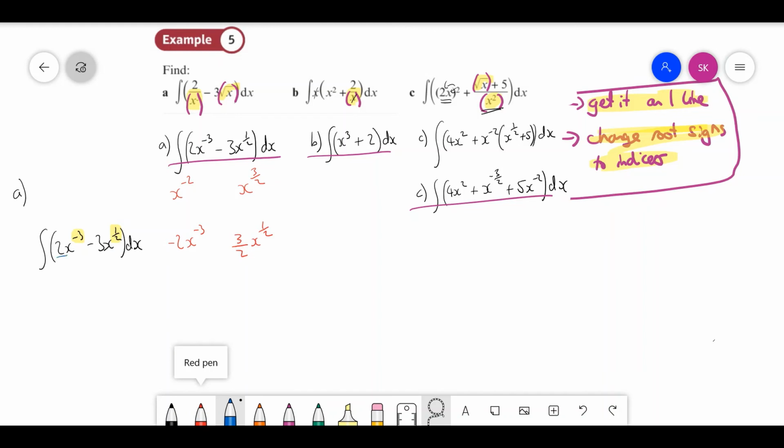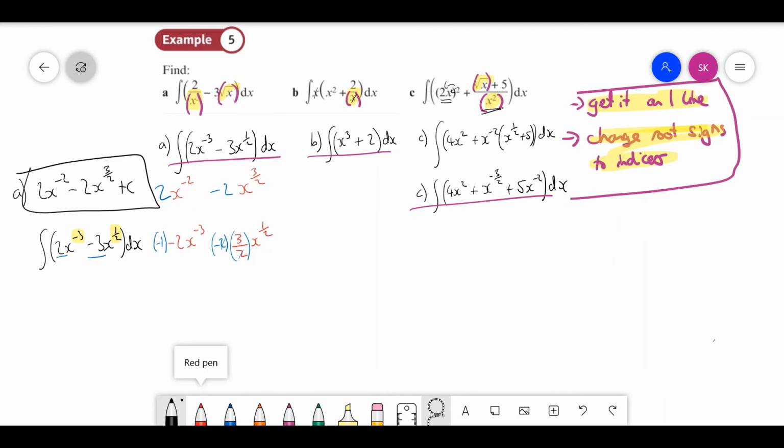Now I need to get positive 2 as the coefficient of this first term, so I'm going to times it by negative 1, because negative 1 times negative 2 is positive 2. And to get negative 3, I need to times this by negative 2, because that will cancel the 2's, and then I get a negative 3 there. So therefore my answer is going to be 2x to the negative 2 minus 2x to the 3 over 2 plus c. So if you got that right, give it a tick. If you need to make any purple pen notes, then do that now.